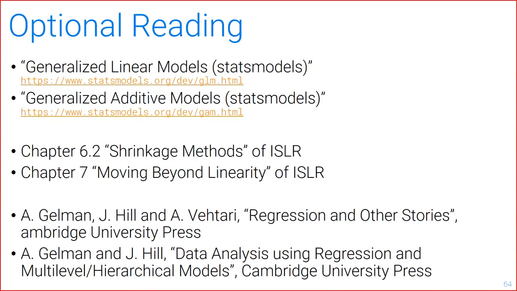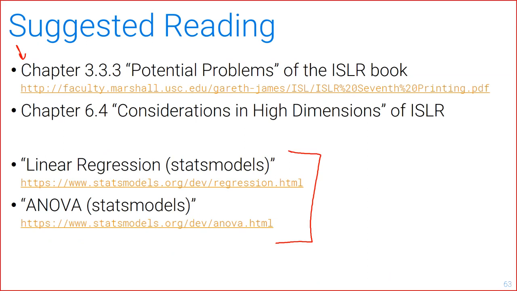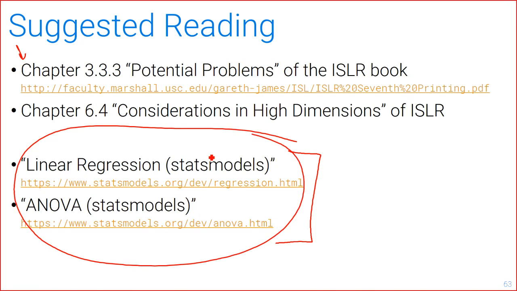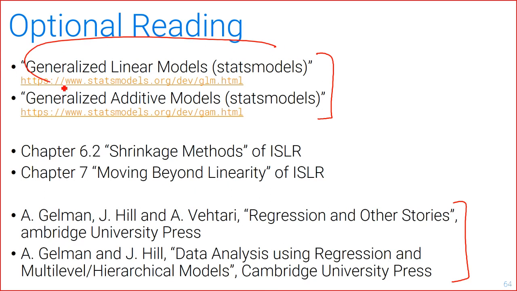And optionally, if you want to read more about generalized linear models and additive models, here you have some information about them. If you want to find more about selection procedures, you can read chapter 6.2 on shrinkage methods. Chapter 7 if you want to know more about moving beyond linearity, so modeling things that are not just a straight line. And again, two books on regression if you want to really dive into it. But again, at least go through these two. And again, these two are going to be covered in the regression lab, and also this one for logistic regression. But if you want to start reading about it, just go ahead.